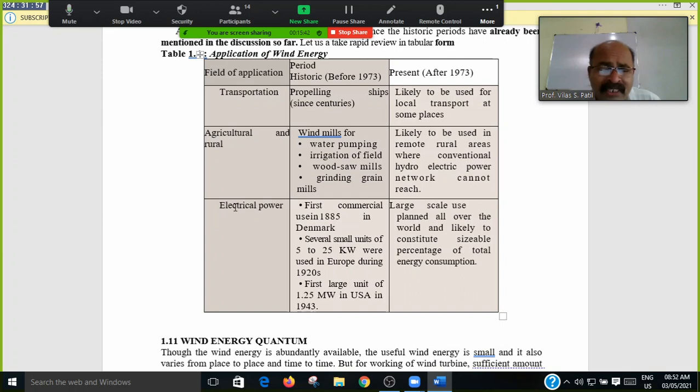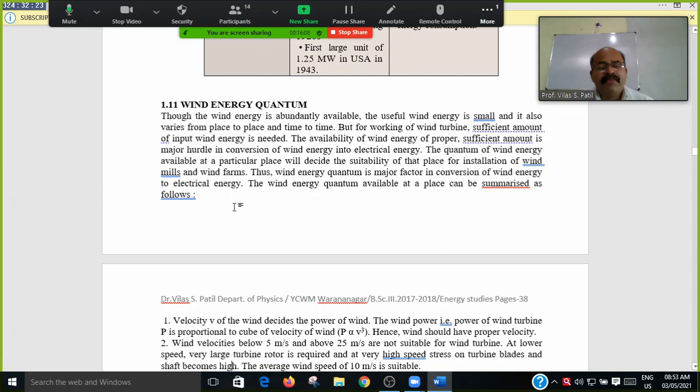Means that just to see that the advances in wind energy abroad and in other foreign countries were developed before India. Then the large scale use is planned all over the world and is likely to constitute a sizable percentage of the total energy consumption, and in future bigger plants for converting wind energy into electrical energy will also start.